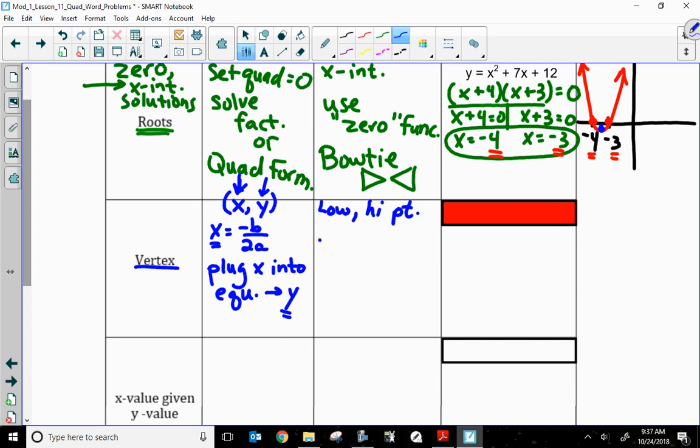You want to use your min or your max functions. You want to use the min or max function. If it's a low point, you use the minimum function. If it's a high point, you use the maximum function. And let's not forget, when we do our boundaries to find the min and max, we got to make the bow tie in there.